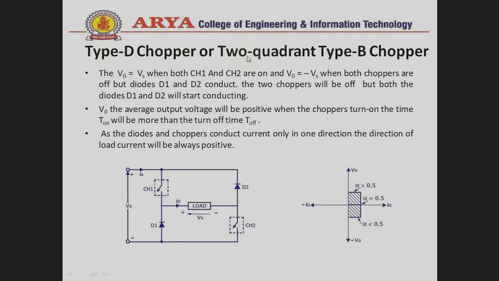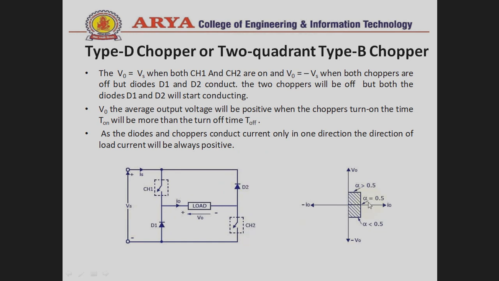Now type D chopper is a two quadrant type B chopper. In this chopper, both chopper 1 and chopper 2 operate together, and D1 and D2 operate together. When chopper 1 and chopper 2 operate together, then output voltage is positive, and when the diodes operate together, then output voltage is negative.